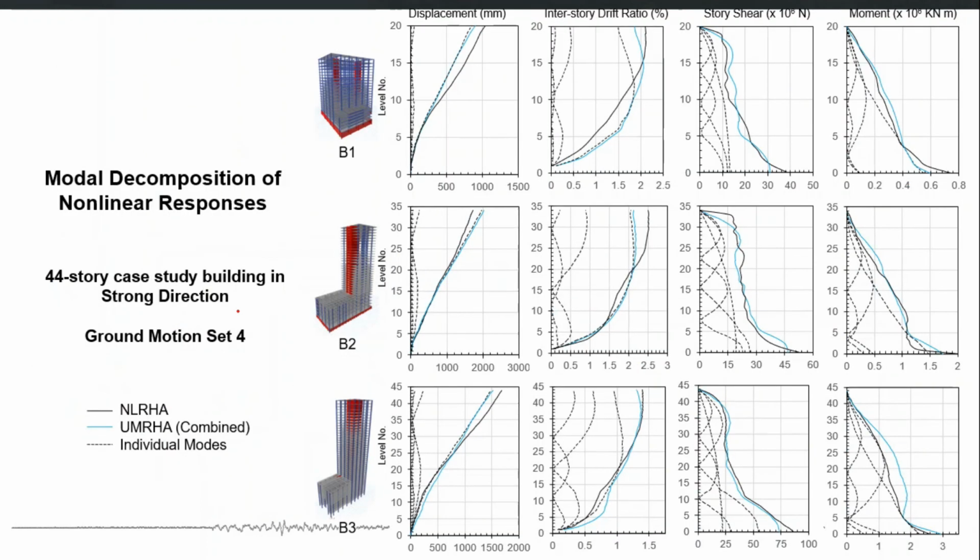This has been tested for different ground motion sets and for different buildings, and it is consistently showing good results. In some cases the error is significant, but in a few cases it is showing very good matching with nonlinear time history analysis. It all depends on the validity of the assumptions on which this method is formulated.